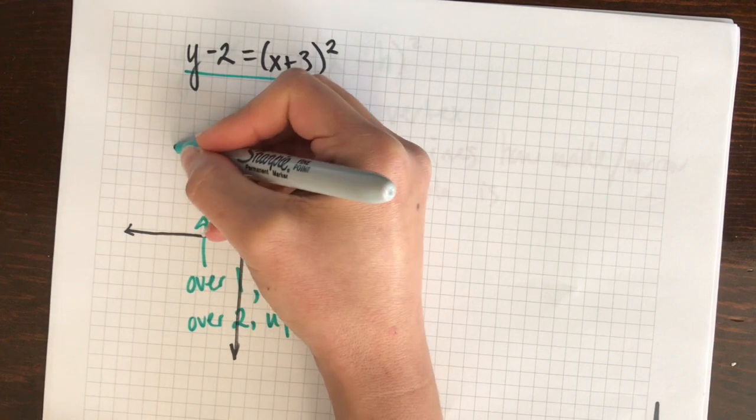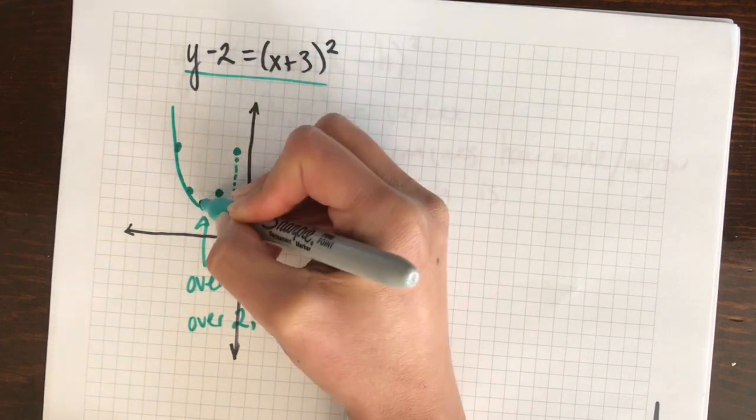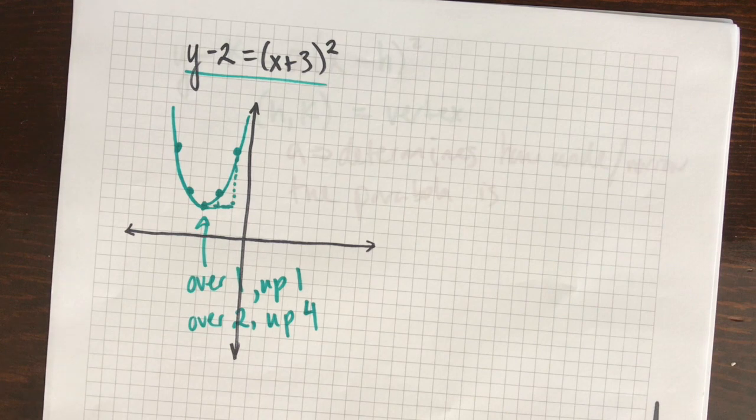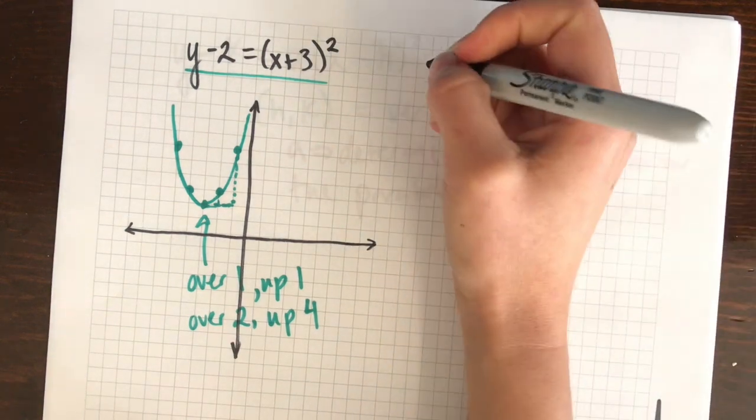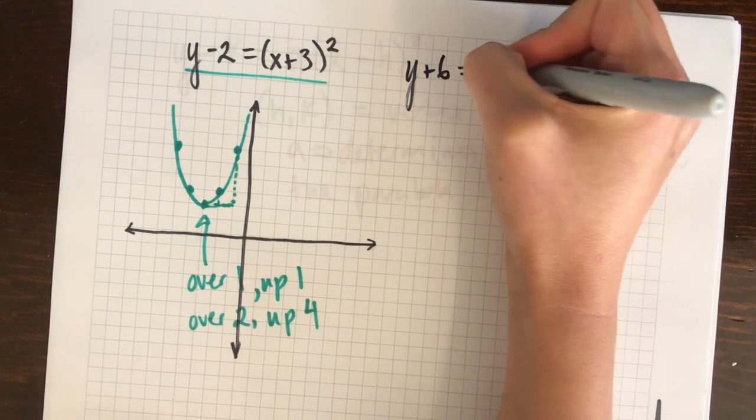Do you notice a pattern? I'm squaring how much I go over. I'm squaring it each time to figure out how much I go up. So if I go over 1, I go up 1. If I go over 2, I go up by 4. If I go over 3, I go up by 9, right? So over 4 would be up by 16.